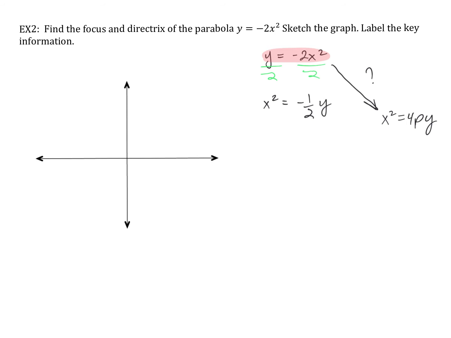So we also know I have a parabola with a vertex of 0, 0. So let me go ahead and write down that information. So capital V is 0, 0. And now we need to find our focus and our directrix, and then 2 other points.